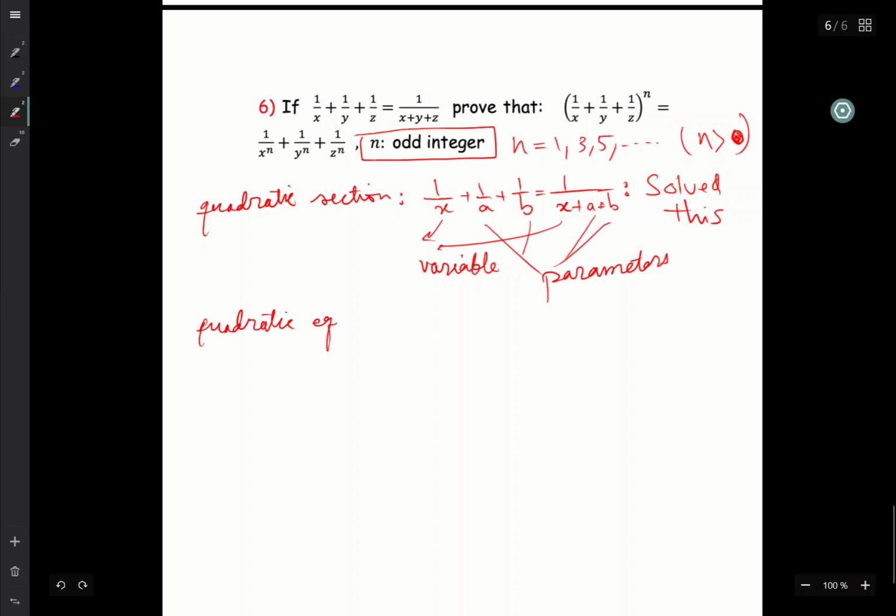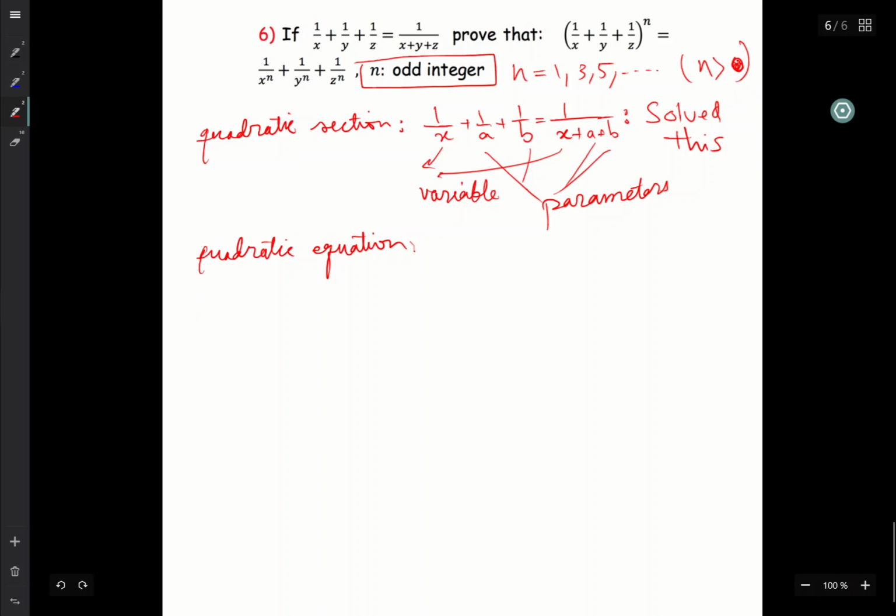Quadratic equation. And I'm going to solve it again. So just remember, we're looking for x in terms of a and b, right? And you can see where I'm going with this. Later on, when we solve this, in order to get the original question, I substitute a with y and b with z, okay? Alright, so 1 over x plus 1 over a plus 1 over b is equal to 1 over x plus a plus b.